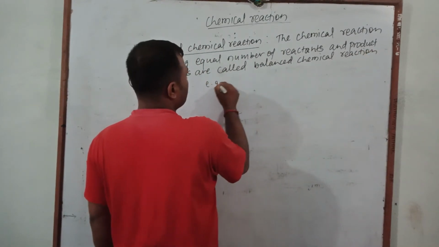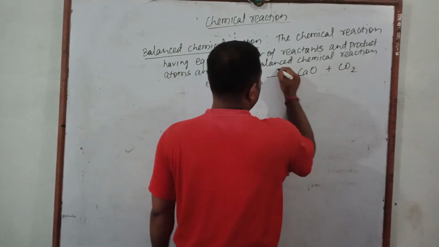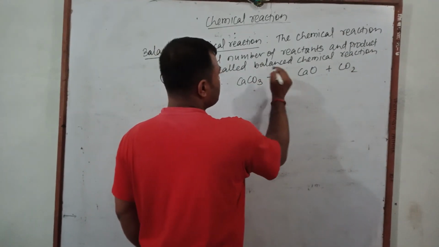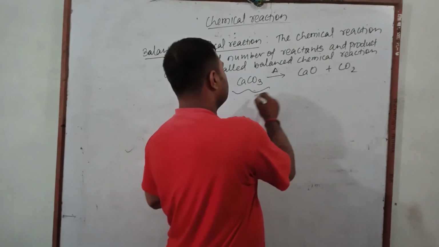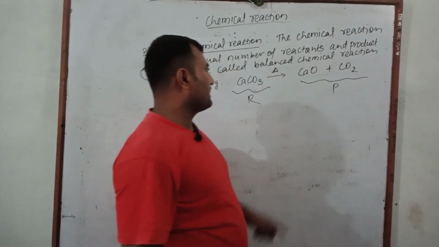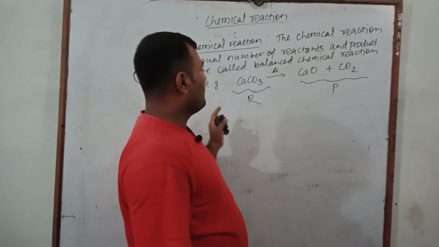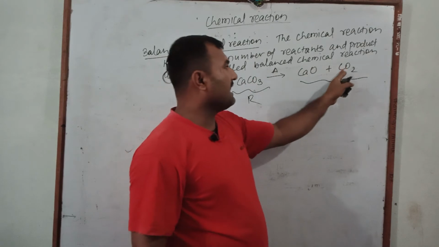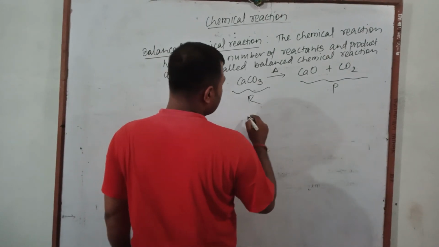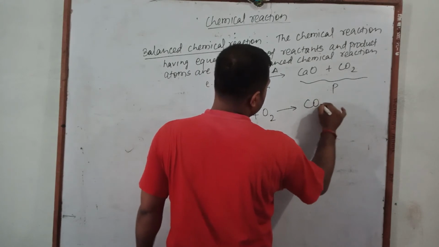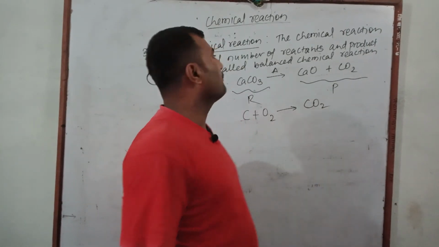As for example, when limestone decomposes, then it gives lime and carbon dioxide. And how do we find whether it is balanced or unbalanced? Simply we count the number of different atoms present in it. In the reactant, and here both are product. In the reactant, the number of oxygen is 3, and in product 2 plus 1, which is 3. Oxygen atoms are equal. Carbon 1, then carbon 1. Calcium 1, calcium 1. It means it is a balanced chemical reaction. Another we can write carbon plus oxygen gives carbon dioxide. Here also two oxygen and one carbon in reactant, one carbon and two oxygen in product.